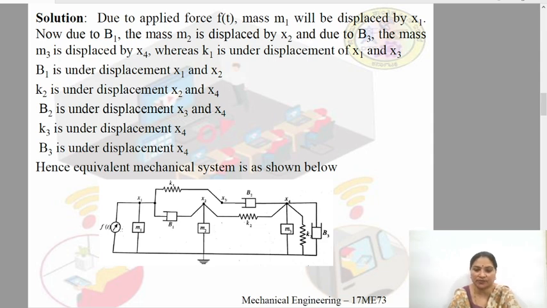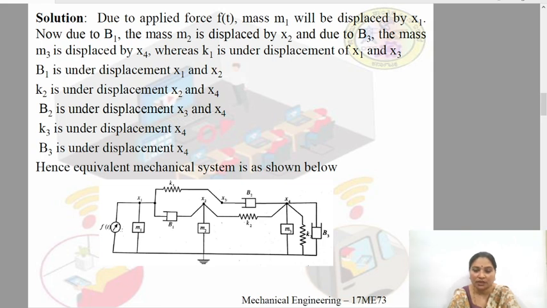So under node x1 we have mass M1, to which the spring K1 and the damper B1 are attached, but the damper B1 is under displacement of x1 and x2. So therefore we have to consider the node x2, to which the mass M2 is attached and the spring K2 is attached, as well as the damper B2 is attached to the node x3, and the damper B2 is also attached to the displacement x4.